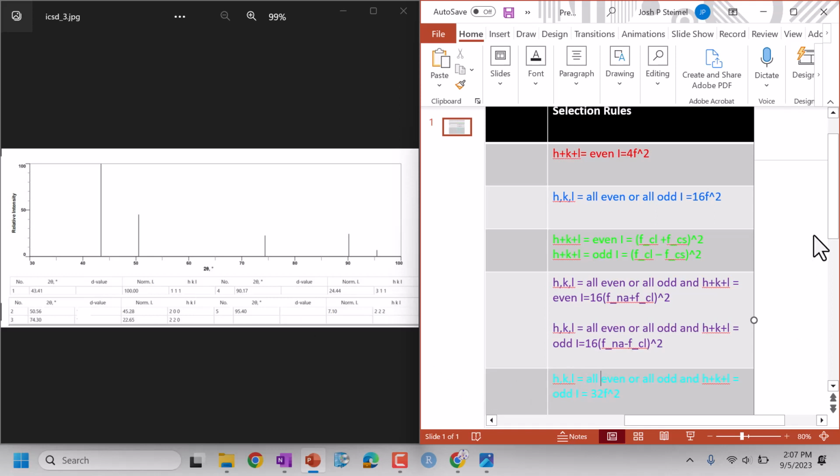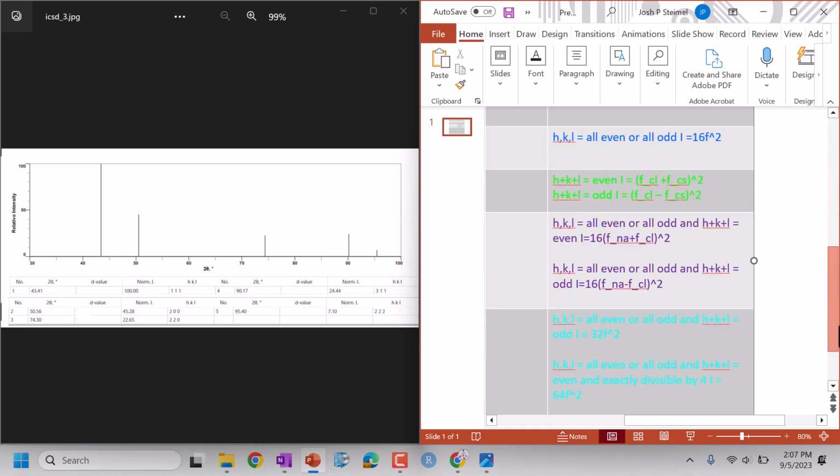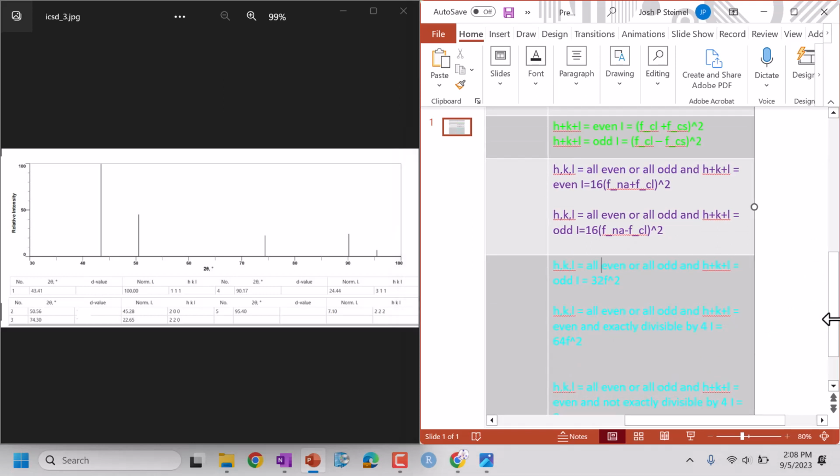What about here? For diamond. If it's all even or all odd, so that's fine. We get this signal. But if we're all even or all odd, and h plus k plus l is even, so again, this is an odd. If it's even and divisible by 4, I should have a much larger intensity.